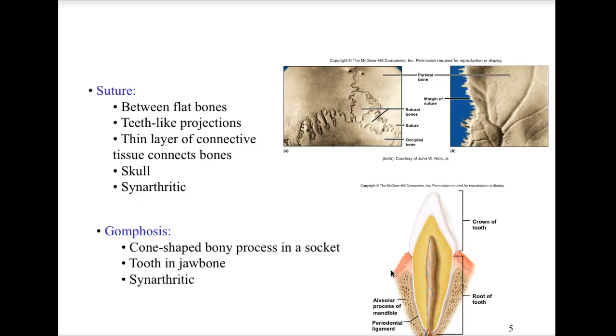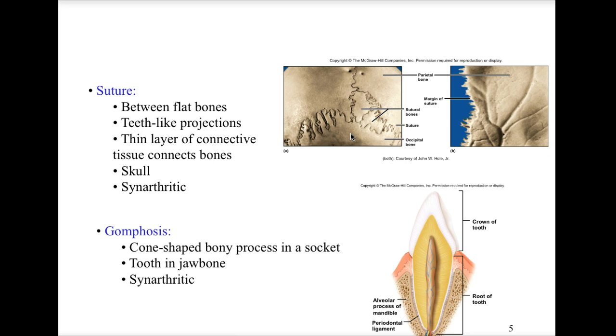The next type of fibrous joint would be a suture, and that's when you have short fibrous connective tissue fibers. These joints are considered synarthrotic and are only found in the skull, so they are not movable. Between flat bones, you have sutures. You also have teeth-like projections. You have a thin layer of connective tissue that connects bones of the skull. Here you see those Wormian bones between the suture, or sutural bones. And then here you can see the sutures themselves.